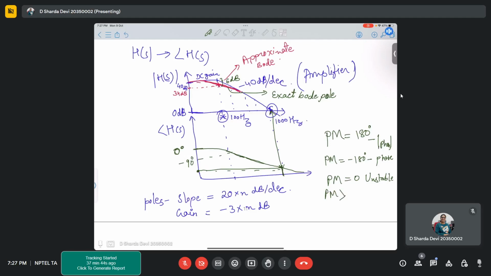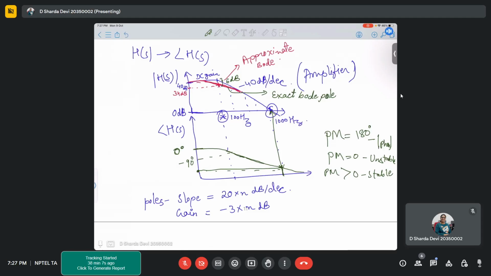Not to be confused, let's write it down for this mod situation. So here, if phase margin equals 0, the system is unstable. Phase margin greater than 0, it is stable. That's how, based on your phase margin, you define whether your system is stable or unstable.